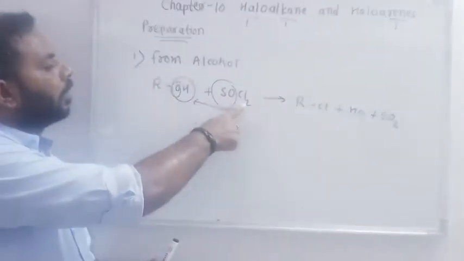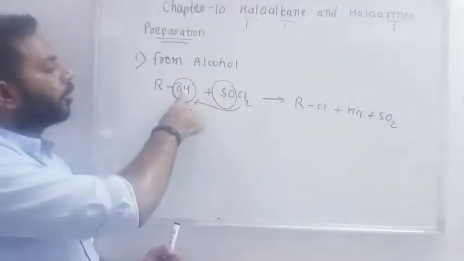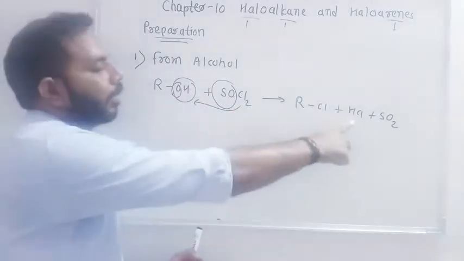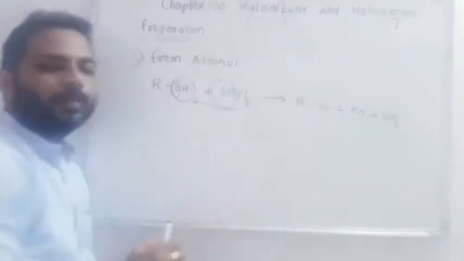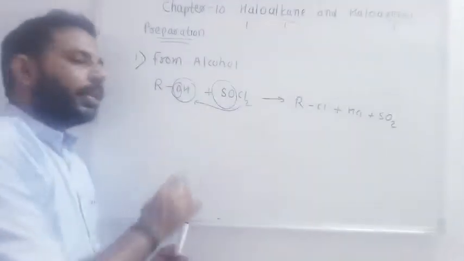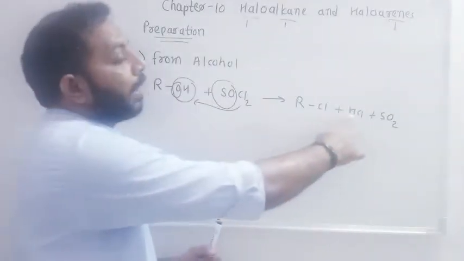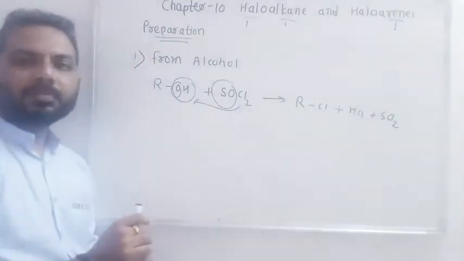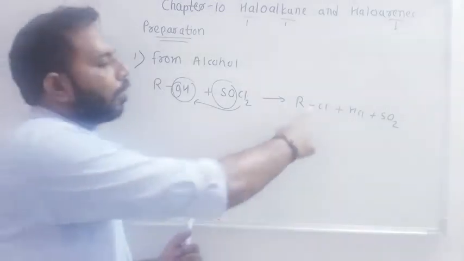So halogen chlorine will replace OH minus, it will form RCl. One H from here, one Cl from here, it will form HCl. Oxygen and SO will combine and it will form SO2. Okay. Now this reaction is more preferential, more appropriate because the byproducts HCl and SO2 can be vaporized easily and we will get pure form of haloalkane.